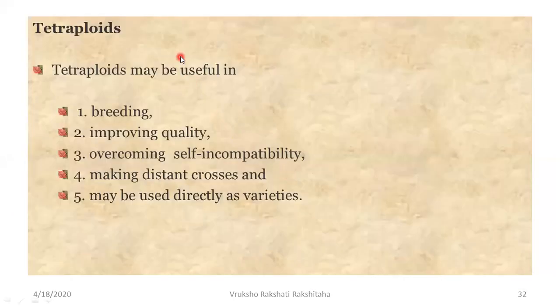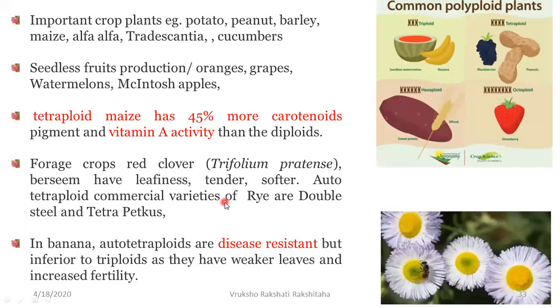Now let us look into the applications of tetraploids. Tetraploids may be useful in breeding. They are useful in improving quality. They are also useful in overcoming self-incompatibility. They are used in making distinct crosses, and sometimes they are even directly used as varieties. Some important crop plants which are tetraploids are potatoes, peanuts, which means groundnuts, barley, maize, alfalfa, tradescantia, and even cucumbers.